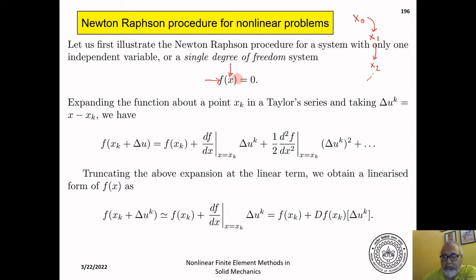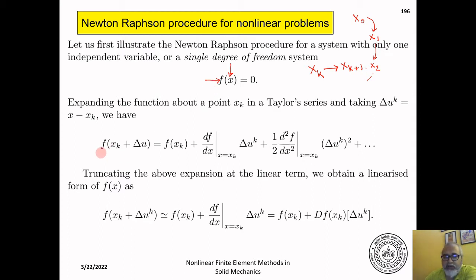Now, since most of you are aware of this procedure and might have used it in different contexts, let us assume that I have reached the kth guess. So now from the kth guess, I want to generate the (k+1)th guess. And to do that, I expand the function f(x) about xk.